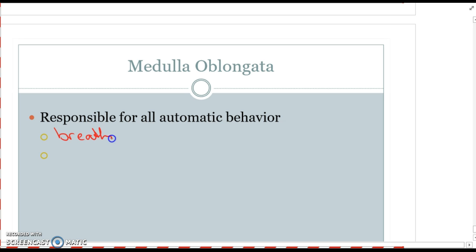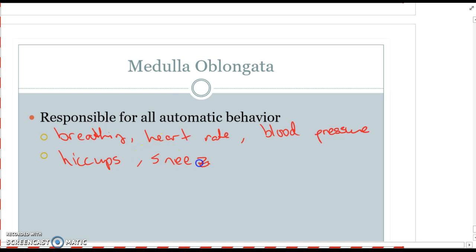So more again with the breathing, your heart rate. You don't tell yourself to increase your heart rate whenever you get nervous, but that automatically happens. Blood pressure. That can go up if you get nervous, or if you're in a doctor's office, you feel very nervous. Again, that goes up and you don't tell yourself to do that. And then hiccups. You don't tell yourself to start hiccuping, but you do it. Sneezing. If it's a real sneeze, you don't tell yourself to sneeze. And then coughing. Sometimes you can't stop, and that's your automatic behavior.